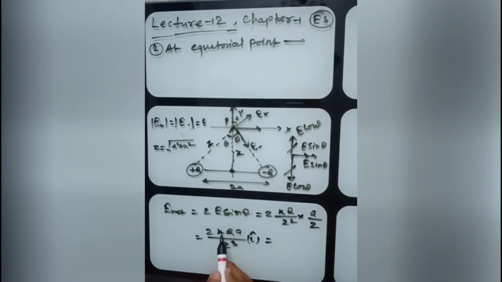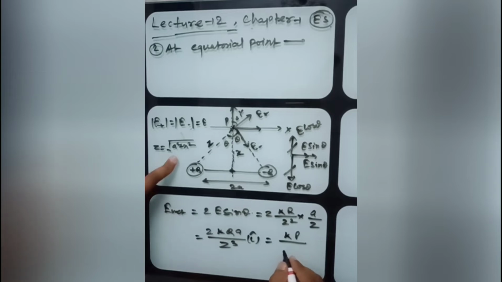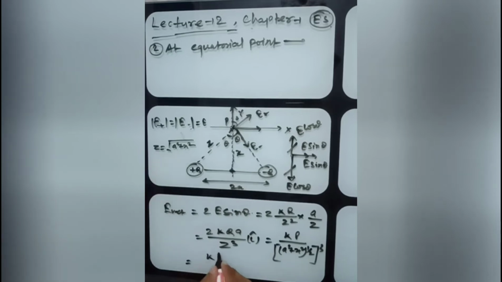Try to arrange q times 2a. This 2a times q gives you the dipole moment, p. So it is kp over z cube, and z is root under a square plus x square, so that is a square plus x square to the power 3 by 2. This equals kp over (a square plus x square) to the power 3 by 2 along the x axis. This is the net electric field, the electric field formula in case of the equatorial point.